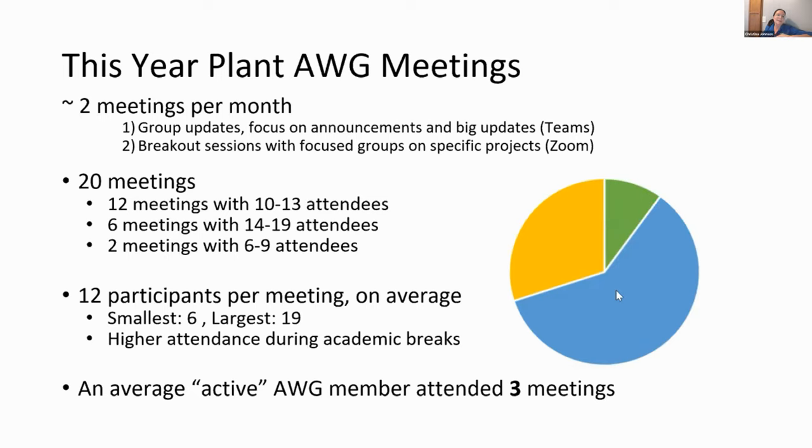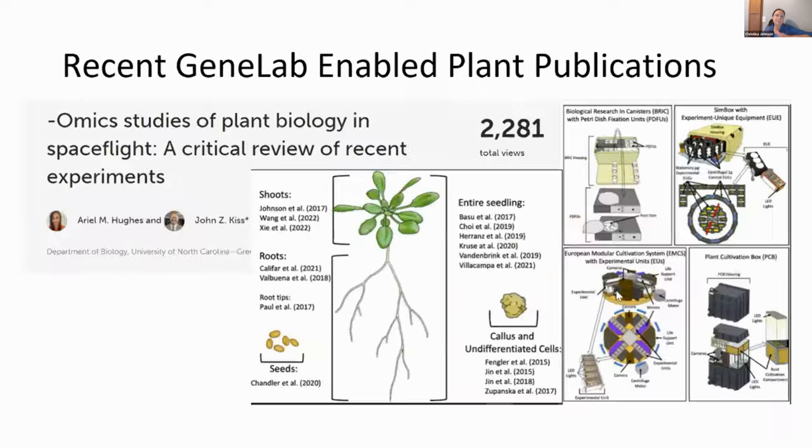In general, we tend to have about 12 participants per meeting. The smallest was 6 and the largest was 19. We noticed that there is higher attendance during academic breaks, and so that's something to keep in mind in the future. An average AWG member attends 3 meetings over the course of the year, and that's because a lot of our work is done asynchronously.